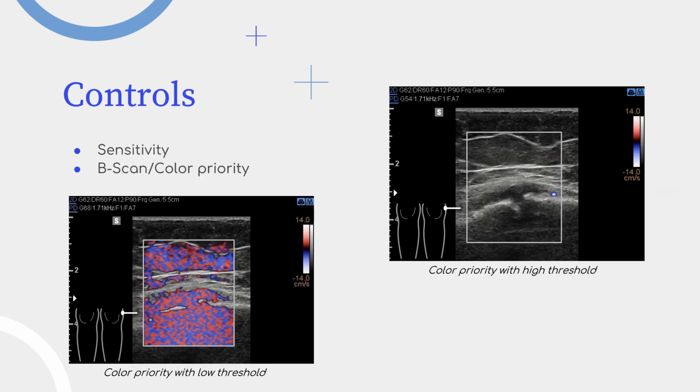Sensitivity is also called packet size or length and ensemble length. This is simply the number of times, and for how long, the system samples each line of sight in the ROI. Higher numbers will require longer sampling time and therefore reduce frame rate, but will result in a more homogeneous color display. Last but not least, B-scan color priority will allow the system to overlay color information on areas of the grayscale image where there is no grayscale information.